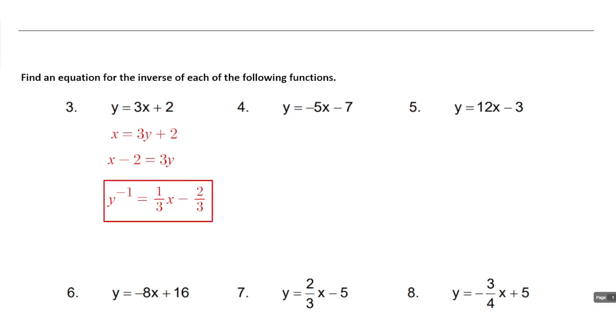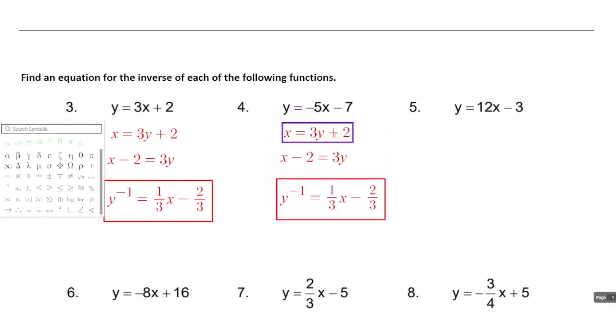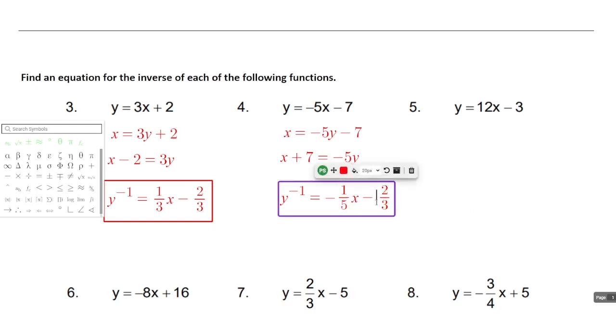Now, all of these are going to be solved basically the same way, so I'm just going to copy and paste the work here and talk through how you would do it. So number 4, we would start by swapping the x and y, and the rest of the equation should stay the same. Then I'm going to add 7 to both sides, and then I'm going to divide everything by -5, so that the inverse of y is negative 1/5 x minus 7/5.